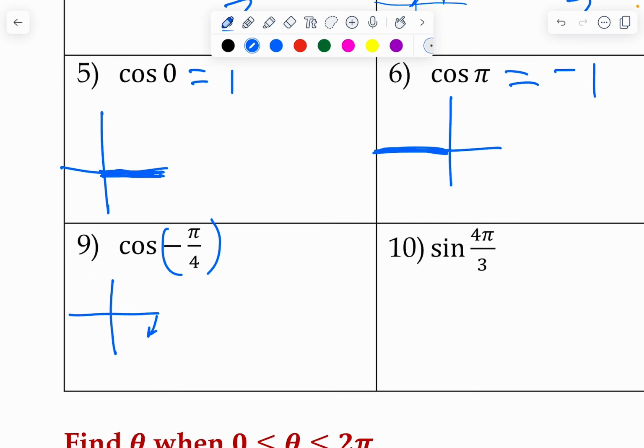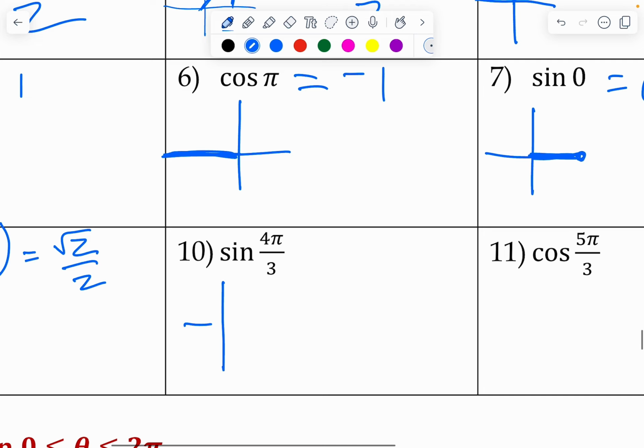We're going to go this way, pi over 4. Cosine is the x value. My x is positive in this quadrant because it's positive x and negative y. And so this is a positive root 2 over 2. Anytime I see the pi over 4 family, I think root 2 over 2.